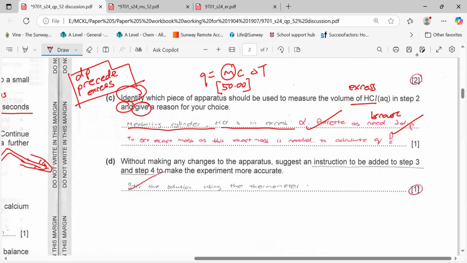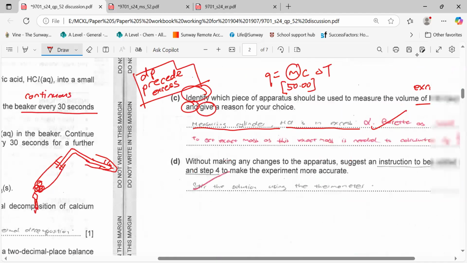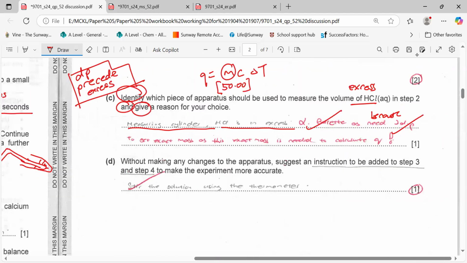Without making any changes to the apparatus, suggest an instruction to be added to step 3 and step 4 to make the experiment more accurate. So can we look at step 3 and step 4 first? Start the timer and measure the temperature of HCl. After 3 minutes, add the sample of calcium carbonate and continue measuring the temperature. How can you make it more accurate? One thing is missing: stirring. Stir the solution to make it more accurate.